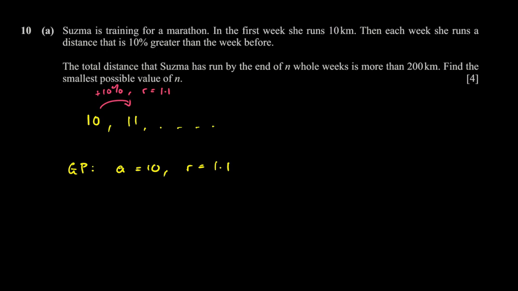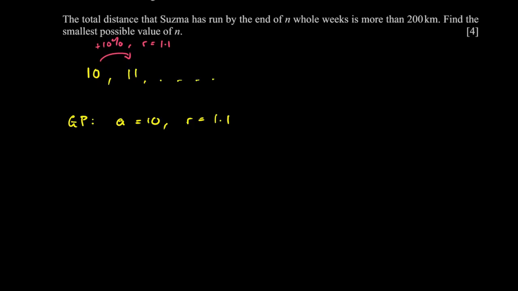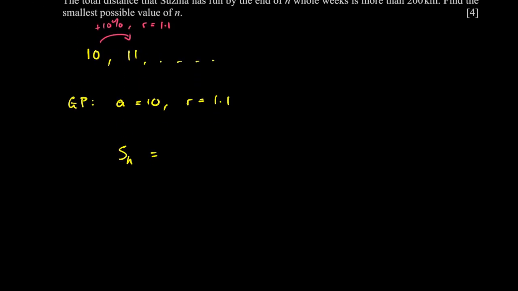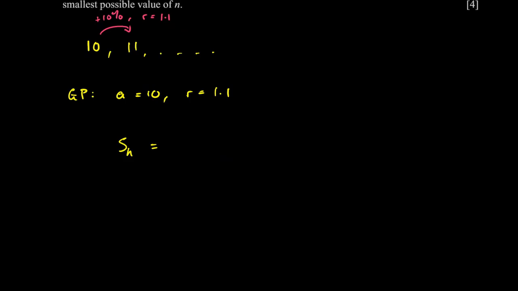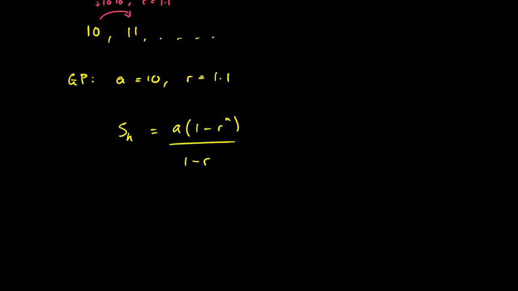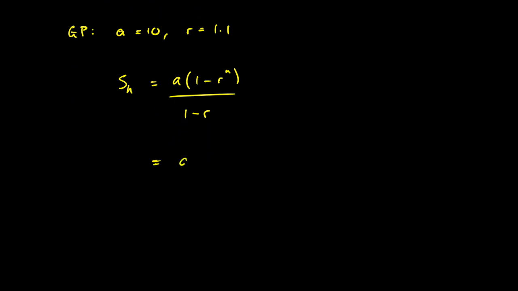So we want to find the total distance that she's run by the end of n whole weeks. So we want to find the sum of the first n terms, basically, because first week she runs 10, then the next week she runs 11. So add those two up, you get 21, and so on and so forth. So the sum of the n terms is equal to a bracket 1 minus r to the power of n over 1 minus r. And actually, that's the same thing as a r to the n minus 1 over r minus 1. So we're going to substitute values in.